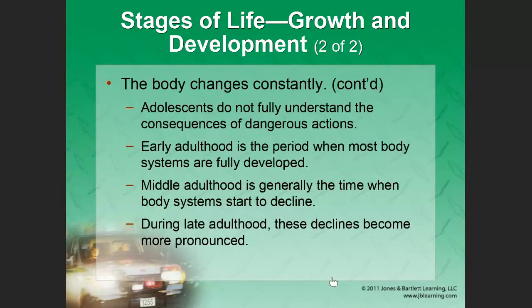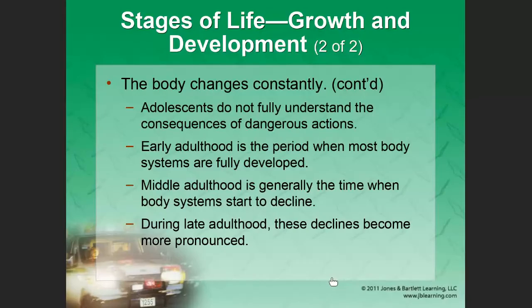Now, the body changes constantly. Adolescents do not fully understand consequences of dangerous actions. So these are the teenagers now, right? When they start to get to that age, they don't understand that their actions can have serious consequences and they take a lot of risks. And some, not all, are easily influenced by peer pressure.